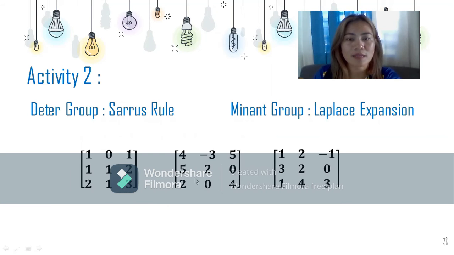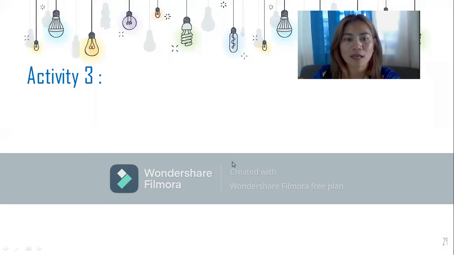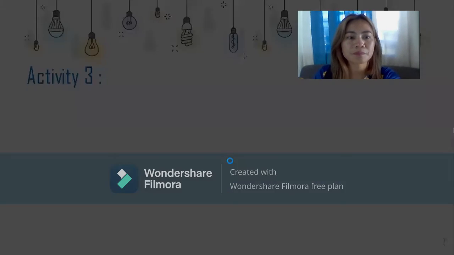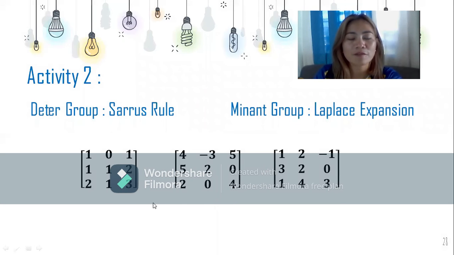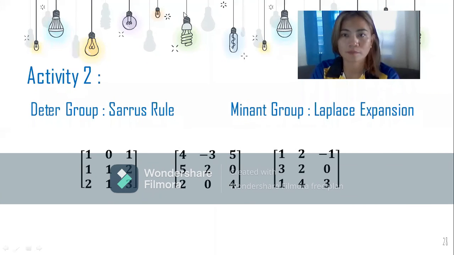So these are the matrices. Solve for the determinant. I'm going to give you 10 minutes to solve for this. On a sheet of paper, find the determinant. For the Ditter group, use the Sarrus rule. And for the Minant group, use the Laplace expansion. Okay, start now. Okay, time is up. Are you done?